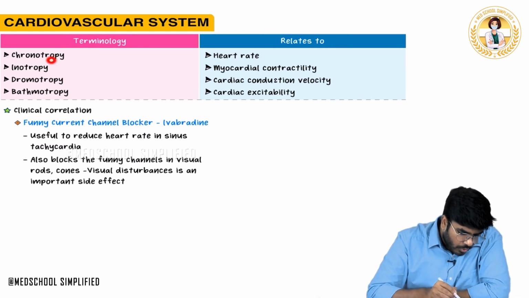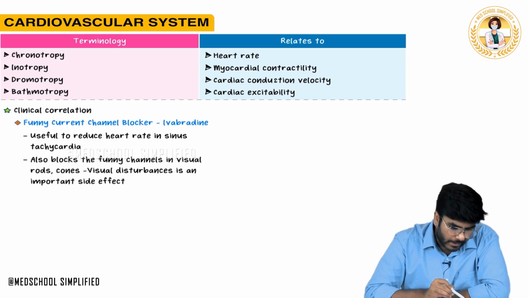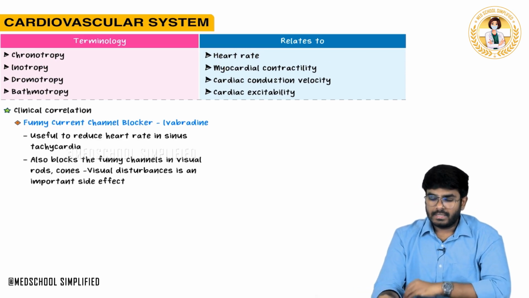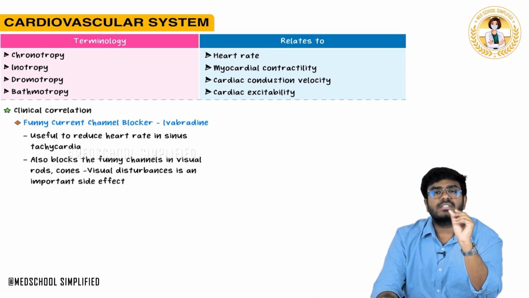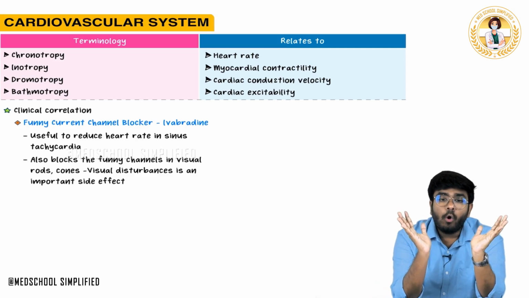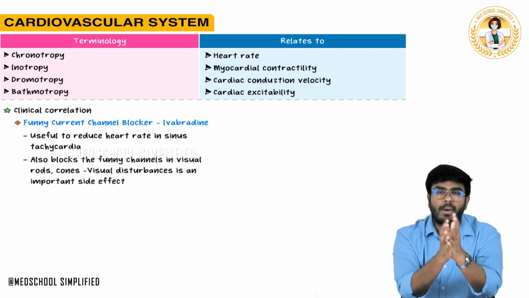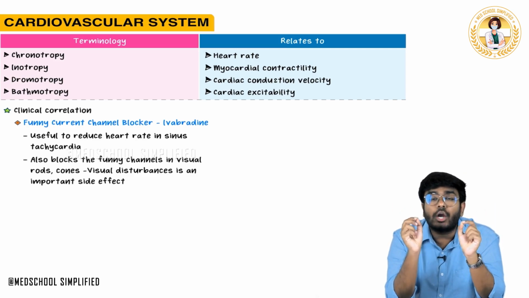See, what is chronotropy? Chronotropy all the time should remind you of heart rate. Chronotropy means heart rate. Inotropy means contractility. Heart rate is how many times the heart is contracting, and contractility is how powerfully the heart is contracting. That's the power of contraction. The power of contraction is myocardial contractility.